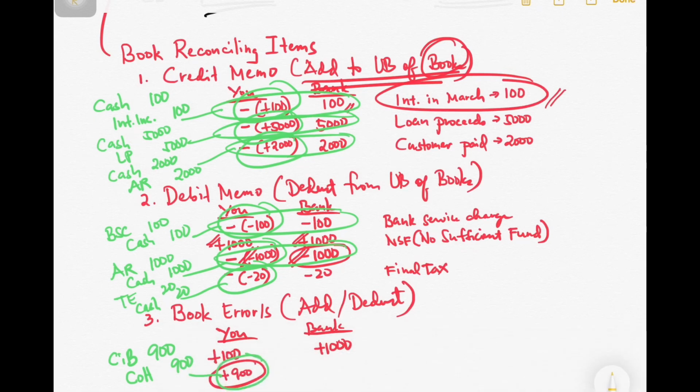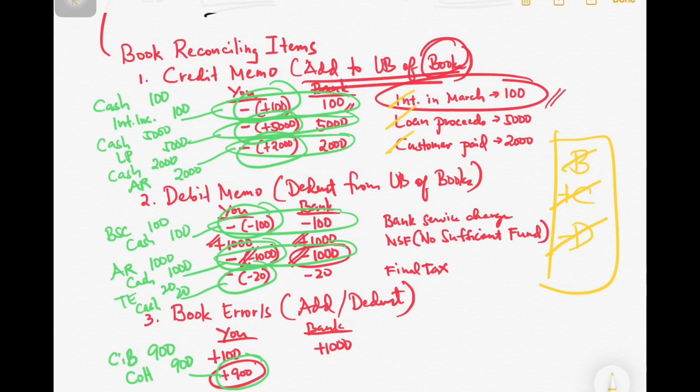The technique for book reconciling items is BC. C stands for credit memo and D stands for debit memo. So this is plus, this is minus. That's a technique. B is the unadjusted book balance plus your credit memo minus your debit memo. But again, problems will not give you credit memo or debit memo straight. They will word it differently. Like this one, interest, loan proceeds, customer paid. You need to determine that, hey, this is credit memo. Hey, this is debit memo. That is how you answer the problems.